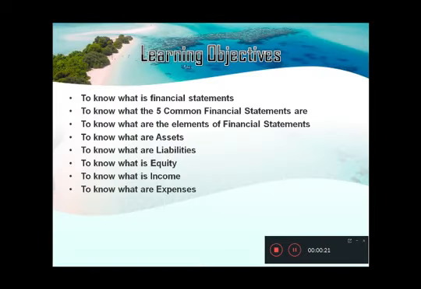So, learning objectives: to know what is financial statements, to know what the five common financial statements are, to know what are the elements of financial statements, to know what are assets, to know what are liabilities, to know what is equity, to know what is income, and to know what are the expenses.